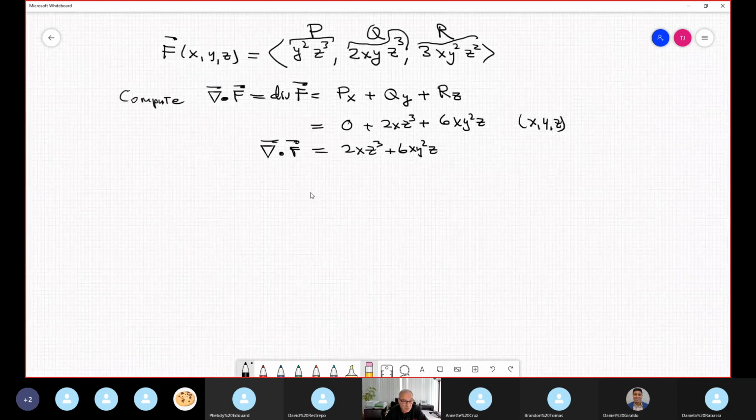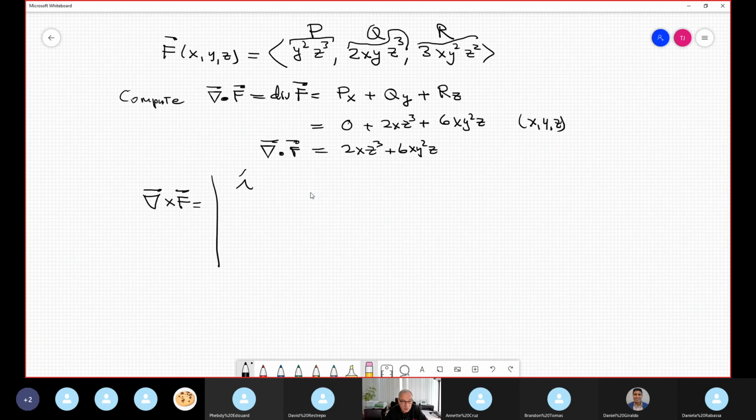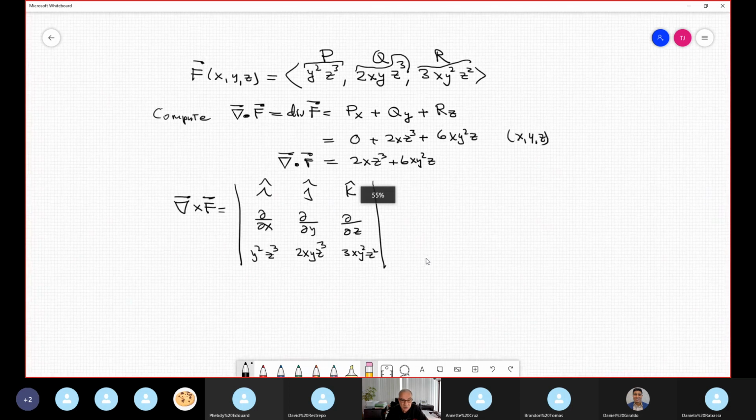It's to compute the del cross F. Okay, so I put ijk. I copy the derivative with respect to x, derivative with respect to y, derivative with respect to z. And you copy the expression P, Q, R, que es y squared c cubic, 2xy c cubic, and 3 times xy squared c squared. Boom. That's it.